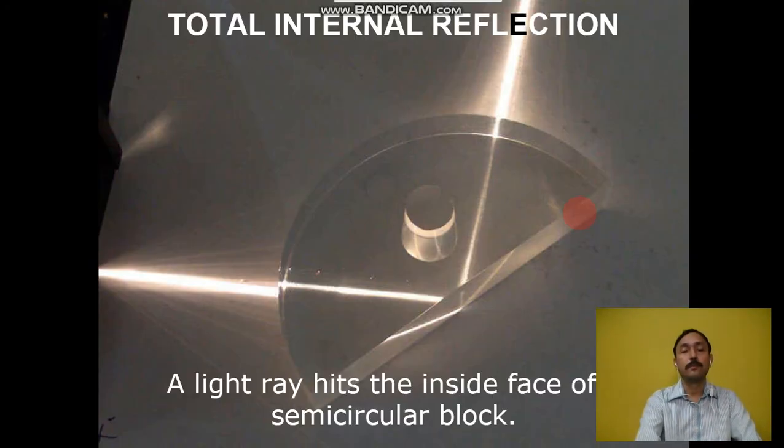So, this is the picture. A light ray hits the inside face of a semicircular block. This is a semicircular block, a polished one. The light ray is hitting this one. It is just internally reflected. Here it is falling, then reflected, then going back. So this light is coming from this direction and going back in this direction. And this one is totally internally reflected.